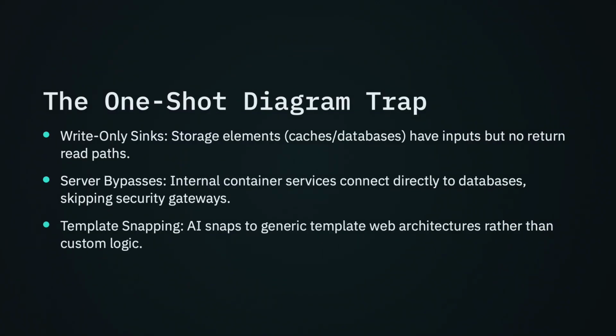This audit reveals the one-shot diagram trap. AI models generate images in a single pass without verification. They excel at drawing clean templates, but they fail to verify system logic. They constantly omit return paths, representing databases and caches as write-only sinks, and drawing arrows that bypass application servers. If you do not catch these bugs, you risk documenting broken architectures.